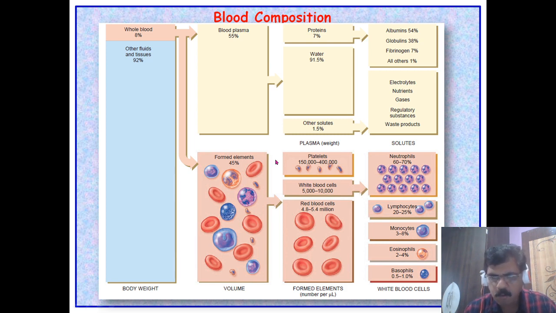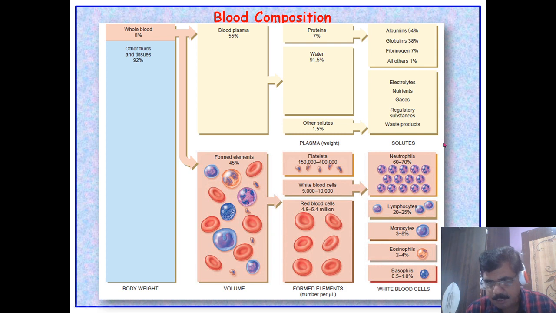And the formed element comprises three major components. One is WBC, another one is RBC, and the next one is platelets. The platelets are 1.5 to 4 lakhs per cubic millimeter. The normal count of WBC is 5,000 to 10,000 per cubic millimeter, and RBCs are 4.8 to 5.4 million per cubic millimeter.